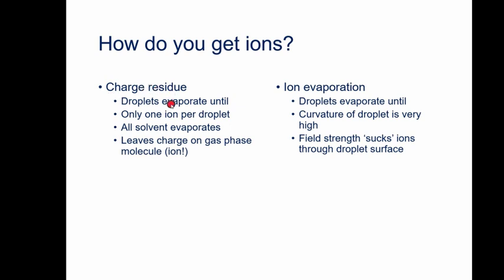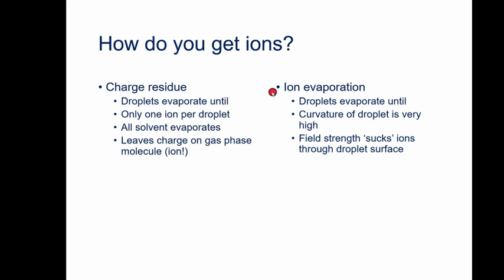So in the charge residue model, the droplets evaporate until, remember that at each explosion there's a smaller amount of solution in each droplet. So your analyte could be evenly distributed in the liquid, and you subdivide it and subdivide it and subdivide the liquid until you get droplets that only have one potential analyte molecule of interest in each droplet. And then once the solvent evaporates from that, all the charge is left on the molecule itself, and that's the ion you get.